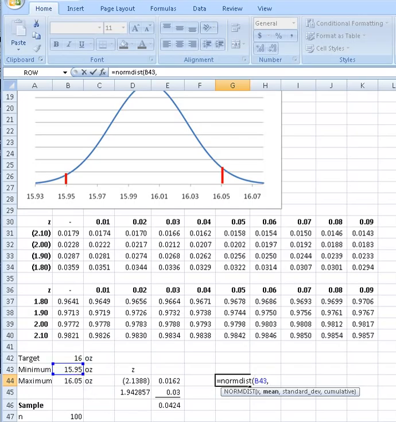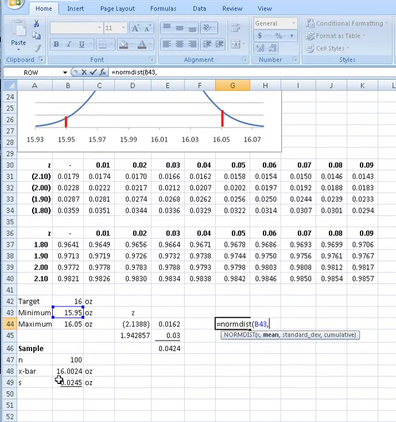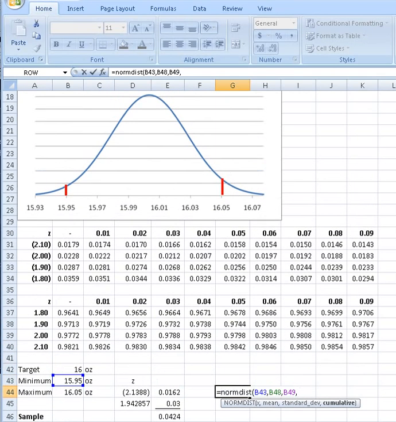I'll move this up so we can see what we're doing here. The value of the mean is that value, 16.0024. And the value of the standard deviation is here. Now this cumulative thing is a parameter that causes confusion, but if it's 0, meaning not cumulative, then it just gives you the height of this curve. In fact, this is the function that I used to draw this curve originally. It told me how many units up to go for each point on the curve. Hasn't much meaning when it comes to the statistics calculations we're doing.